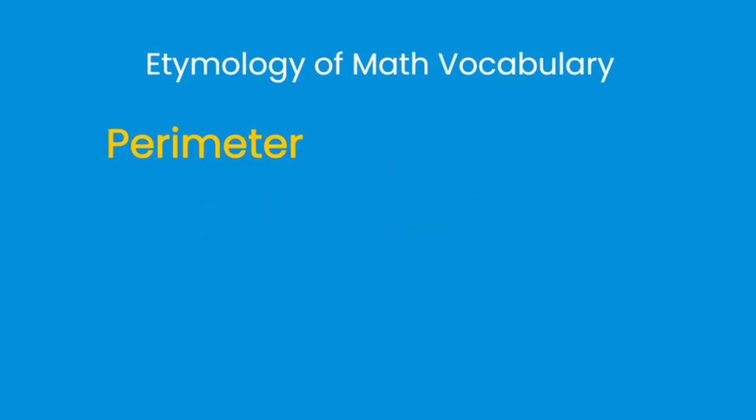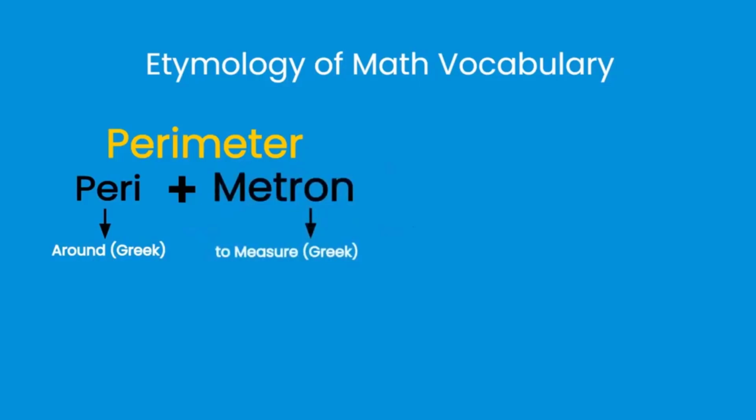One of our favorite things is to do etymology, which is the study of the roots, prefixes, suffixes, all that good stuff. And so let's look at perimeter. Perimeter means peri, which means around. And we have metron, which means to measure. So we're measuring the distance around, and we tie this with gross motor too.